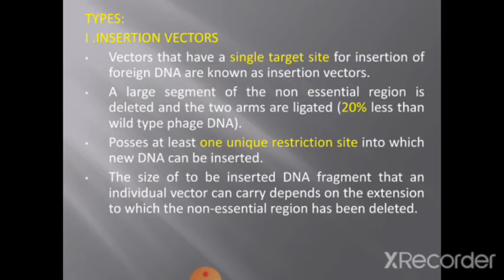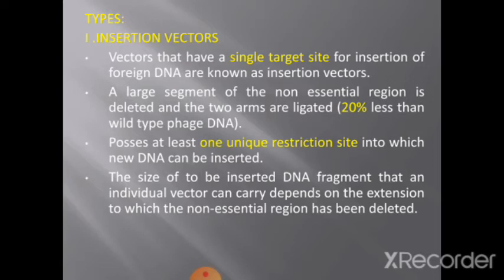Now, they have designed so far two types of lambda phage vectors. One is the insertion vector and the other one is the replacement vector. We shall study both. Now coming to insertion vectors. Here, vectors have a single target site for the insertion of foreign DNA. Wherever there is a single target site, just a cut is made and in that you will insert the DNA. Such vectors are known as insertion vectors.